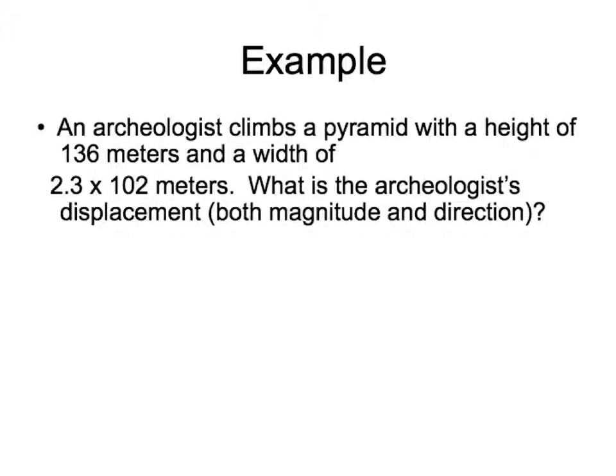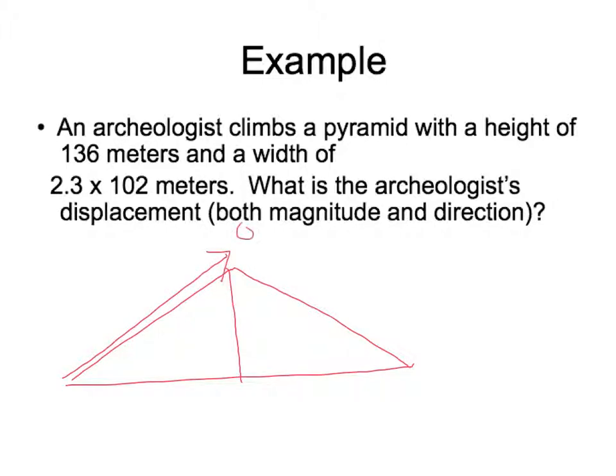So we have an archaeologist climbing a pyramid. So here's a pyramid. And let's say they climb up like so. They're on top of the pyramid. And we want to know what's that resultant vector. This is the resultant. And we know that this is 230 meters wide. So I'm going to make this 115 meters here, 115 meters here. And then it's 136 meters tall.